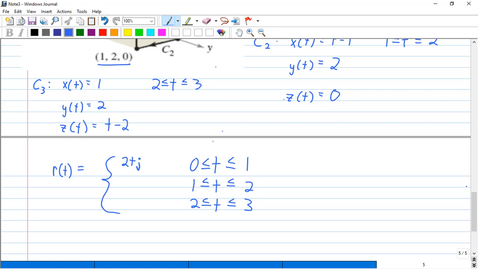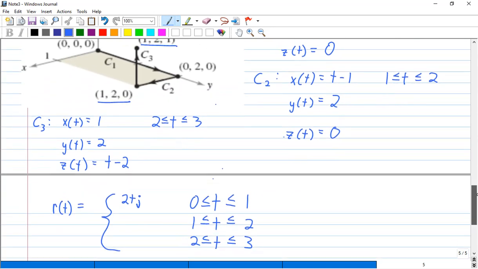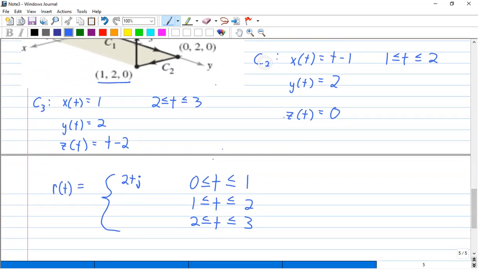Alright. Now for the next parametrization here, I had x of t was t minus 1, and y of t was 2, and z was 0. So we won't have a k component. We'll have (t minus 1) times i plus 2 times j.